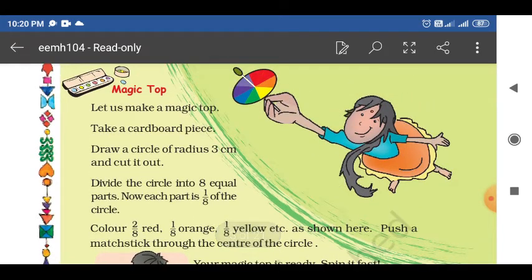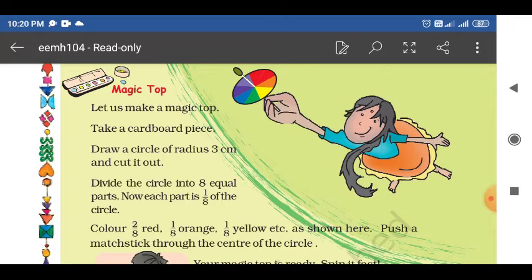So like that only, the magic top. See, this is one of the activities you can do yourself. Let us make a magic top. You have to take a cardboard piece, and you have to draw a circle of radius 3 centimeter.